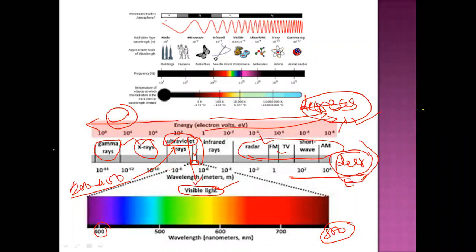And here, in the case of gamma ray, X-ray and ultraviolet, energy increases and wavelength decreases. We can also see this in this picture. Here we are seeing gamma ray. So let me see their wavelength.